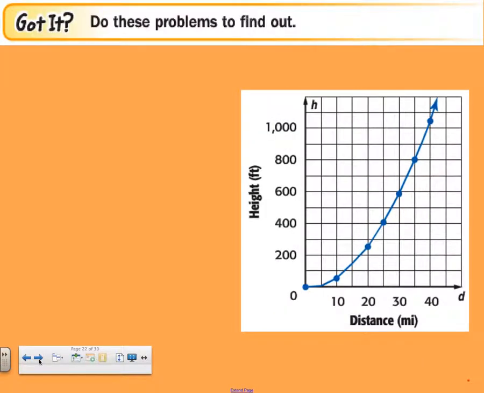The got it problem is very similar. Read the problem about the Seattle Space Needle and answer that question, pretty please.